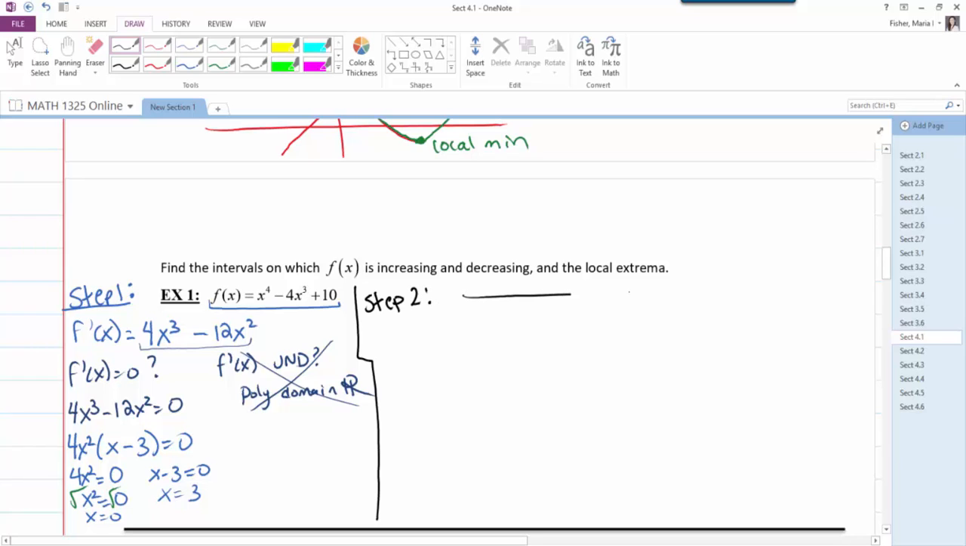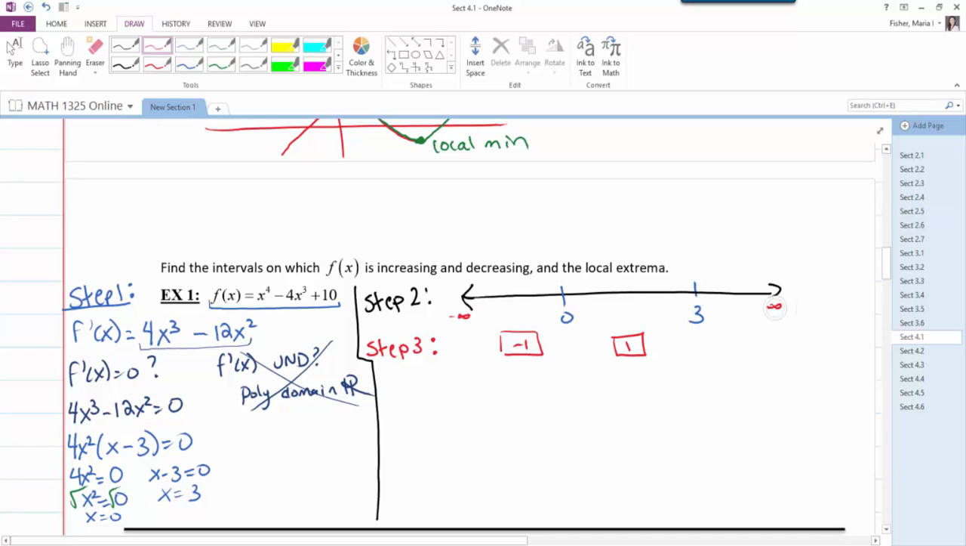So here's our number line. We have 2 partition numbers, 0 and 3. And it says that this is going to break us up into sections. So for step 3, what we want to do is choose a test value from each one of those sections. So this is the section from negative infinity to 0. So a number between negative infinity and 0 is negative 1. And then this is the section from 0 to 3. So a number between 0 and 3 is positive 1. And this is the section from 3 to positive infinity.